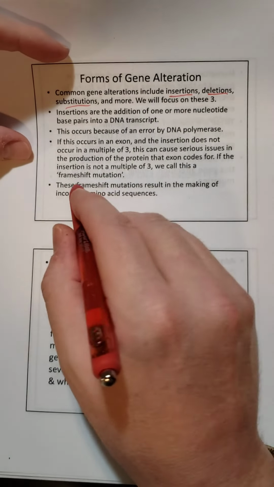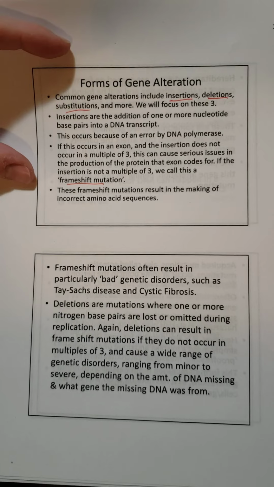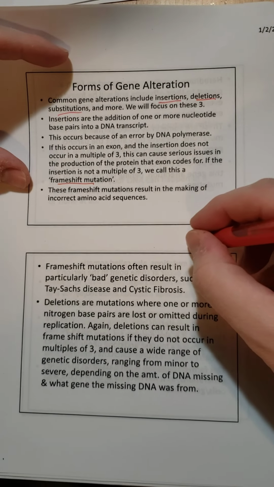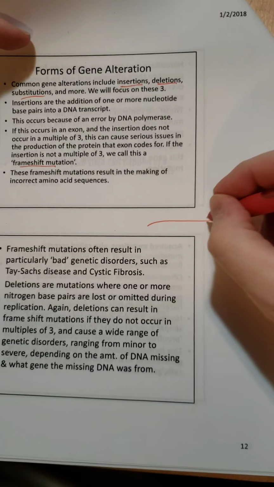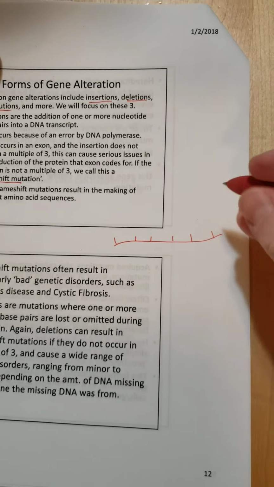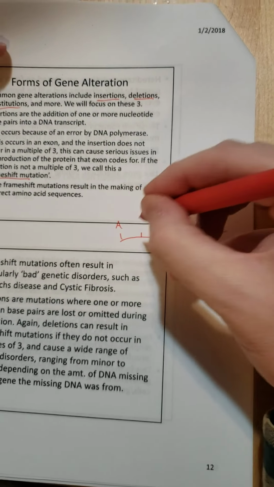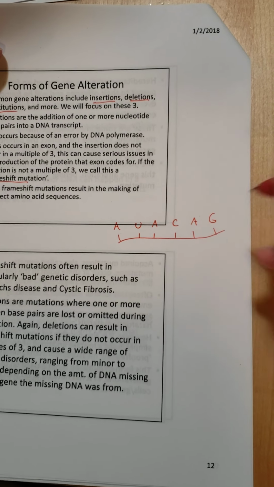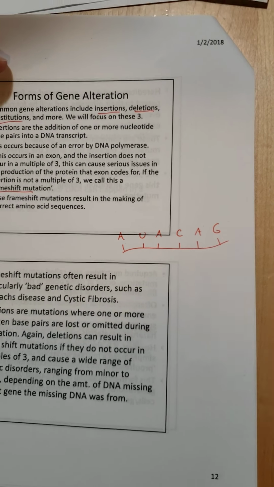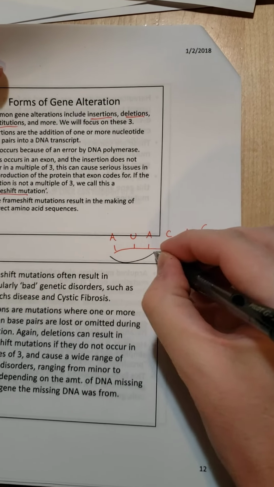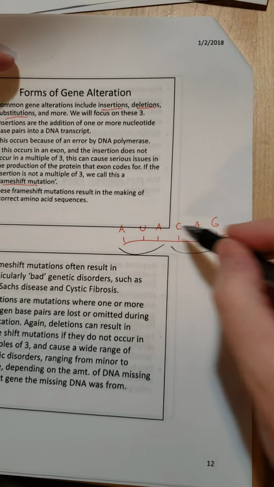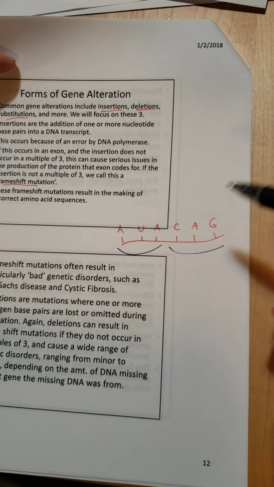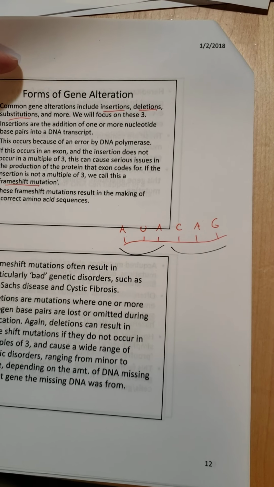Other things that we're going to talk about would be a frame shift mutation. So back to what we talked about with codons. If those codons, let me draw a couple codons here quick. Let's see, A, U, A, C, A, G. So if those codons are interpreted in series of 3, they're going to code for specific amino acids. So AUA is going to be a specific amino acid. CAG is going to be a specific amino acid.